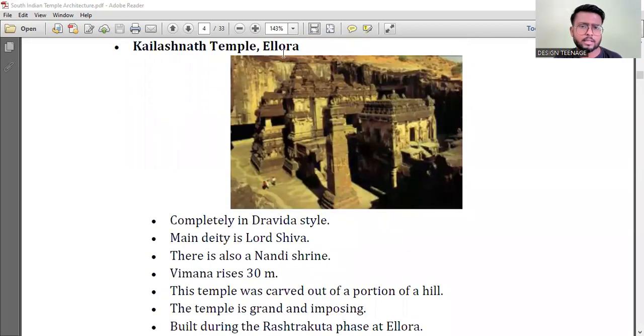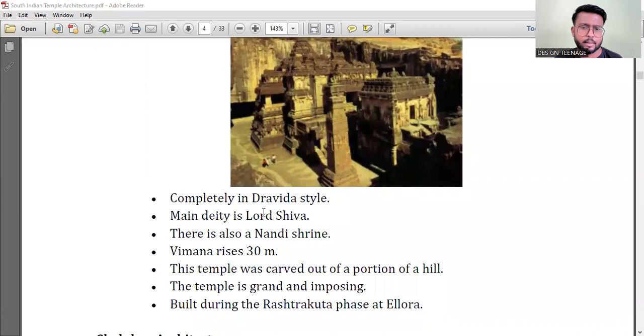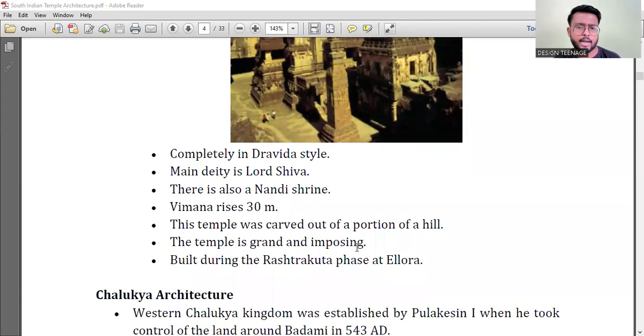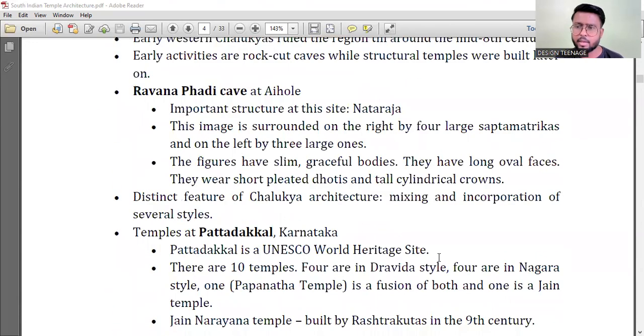This is the Kailasanatha temple in Ellora, completely in Dravidian style. The main deity is Lord Shiva, and there is also a Nandi shrine. The Vimana rises 30 meters. The temple is also carved out of a portion of a hill. The temple is grand and imposing, built during the Rashtrakuta phase at Ellora.